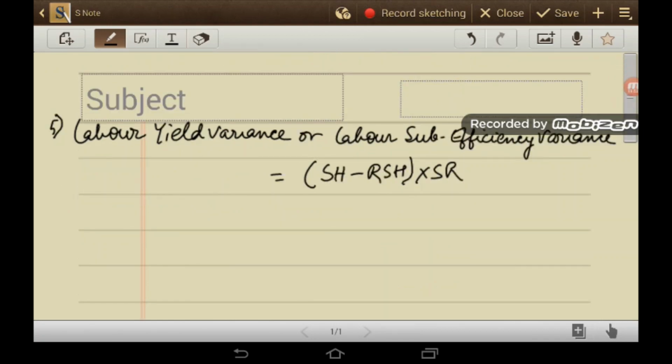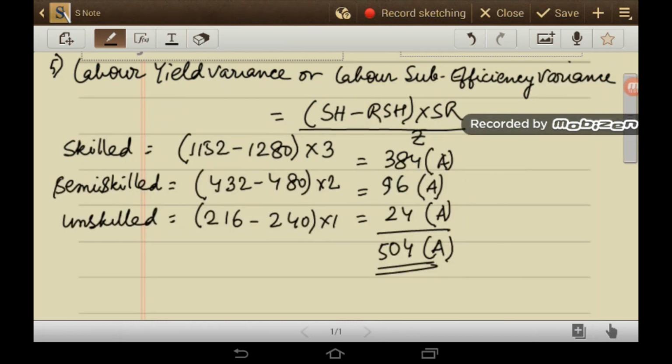Labor yield variance or labor sub-efficiency variance is calculated by this formula, SH minus RSH into SR. So labor yield variance for skilled worker is 384 adverse, for semi-skilled workers it is 96 adverse, and for unskilled worker is 24 adverse. So total labor yield variance is 504 adverse.